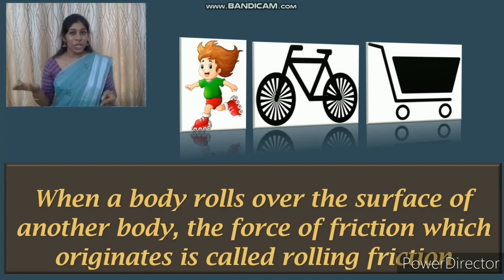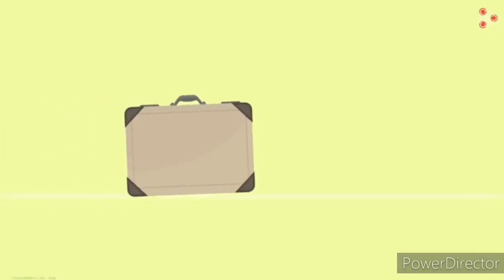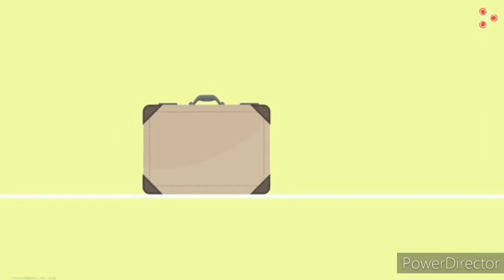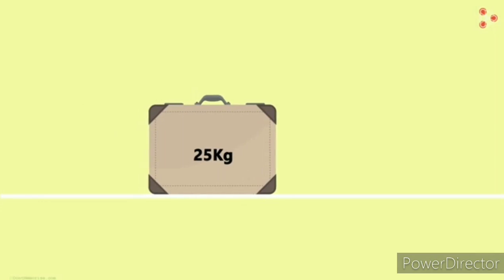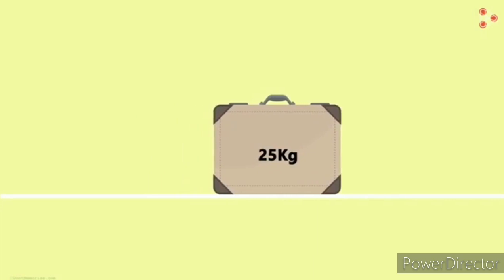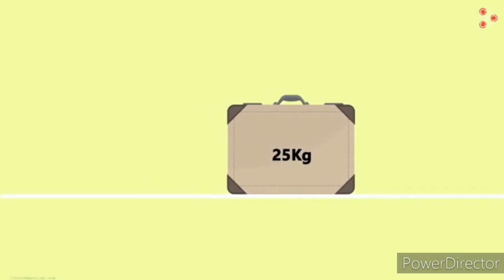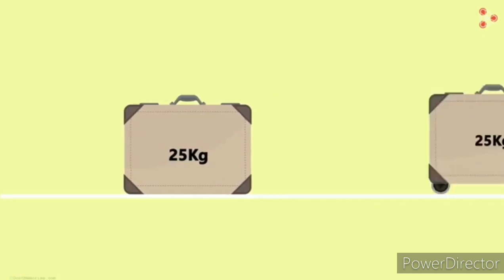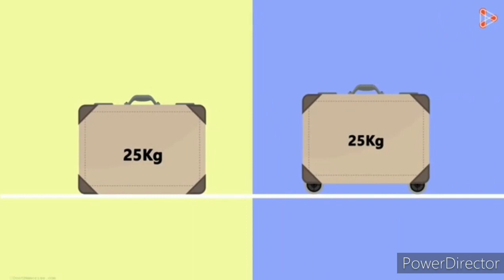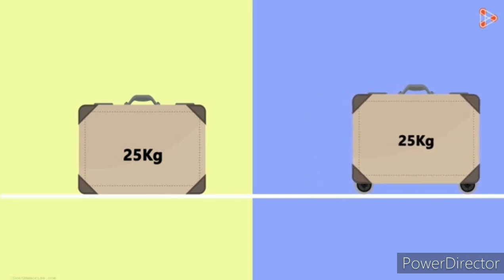Assume you are traveling to another city and you are carrying luggage weighing around 25 kilograms. If you're unable to carry the bag, the only option you have is to drag it on the floor. But you will still require a lot of effort to drag your bag. But what if your luggage had wheels under it? Won't it be far easier to carry it around? Yes, it'll be easier. But the question is why?